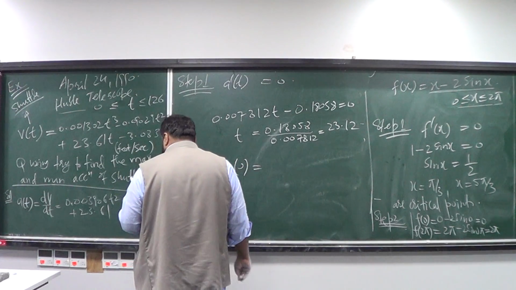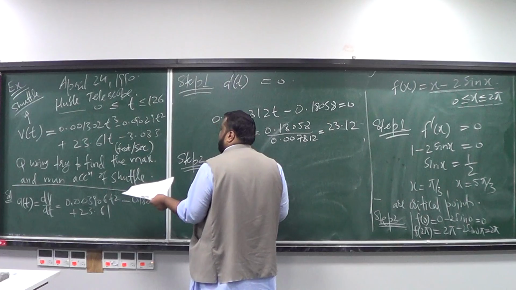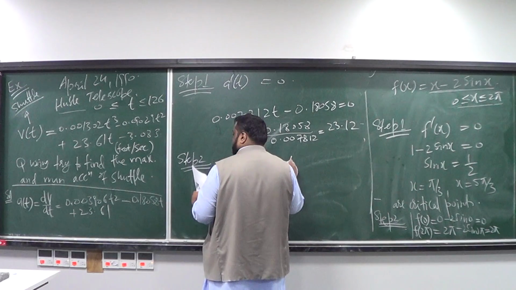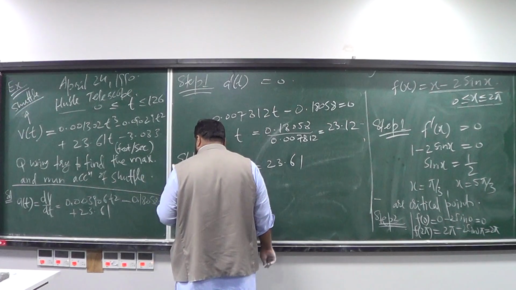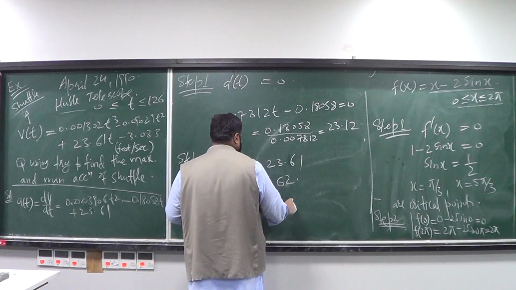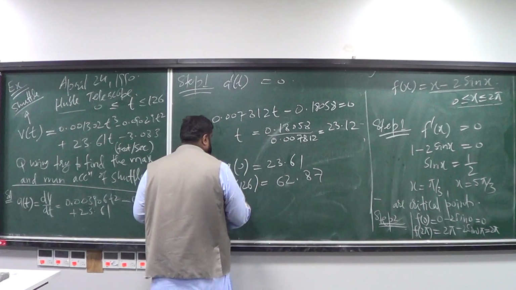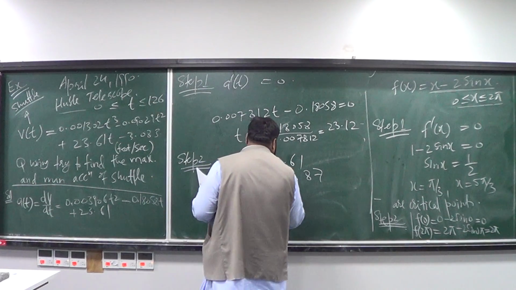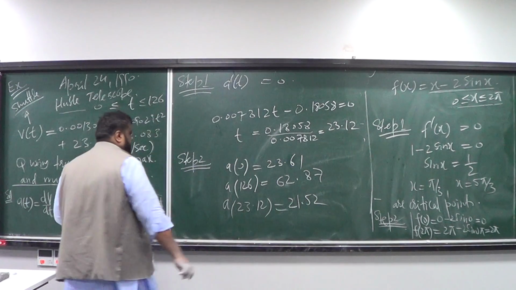So we compute the acceleration at 0. I need to substitute 0 here, so what are you going to get? Everything will go away, so you're going to have 23.61. Then compute the value of a at 126, which is 62.87. And then step 3 is to compute the value at 23.12, which turned out to be 21.52. So what does this mean?